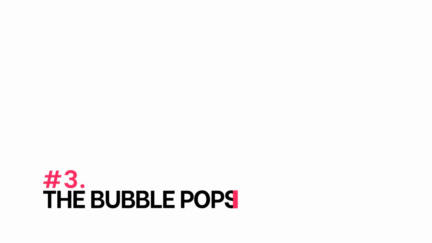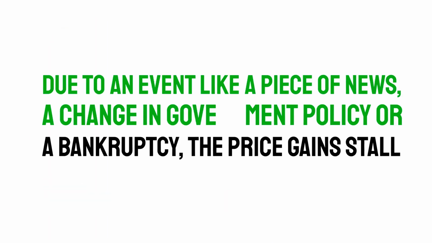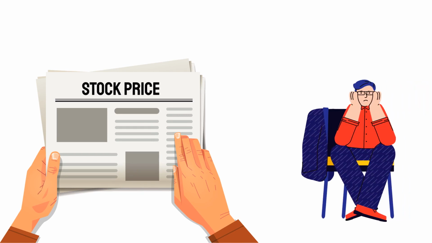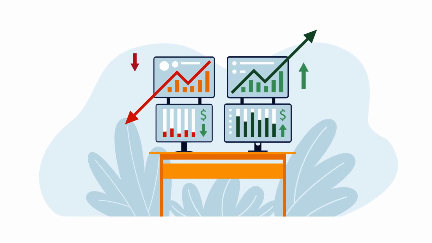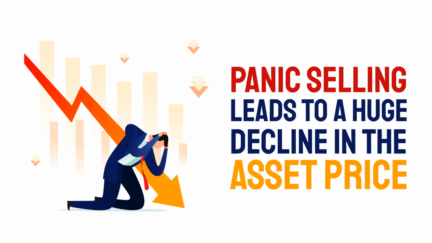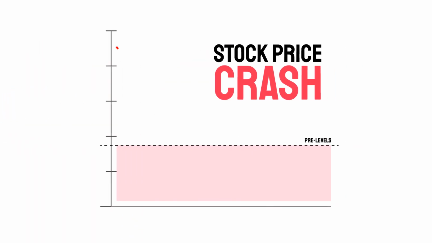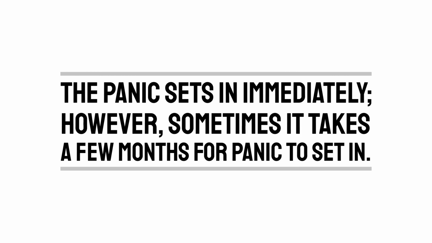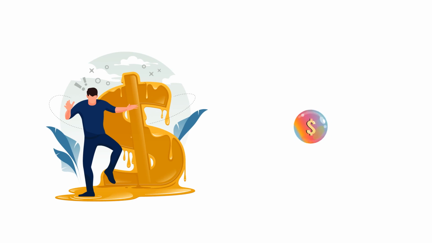3. The bubble pops. Due to an event like a piece of news, a change in government policy, or a bankruptcy, the price gains stall. As pessimistic stories gain traction, there is a decline in investor confidence and more selling happens. Buyers who finance their purchases with borrowed money get distressed. Panic selling leads to a huge decline in the asset price. The bubble pops as prices crash and sometimes decline even below the pre-bubble levels. In some cases, the panic sets in immediately. However, sometimes it takes a few months for panic to set in. A lot of people lose money when the bubble bursts.